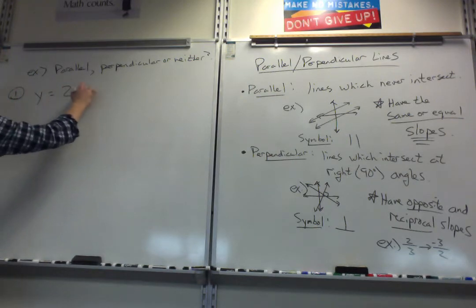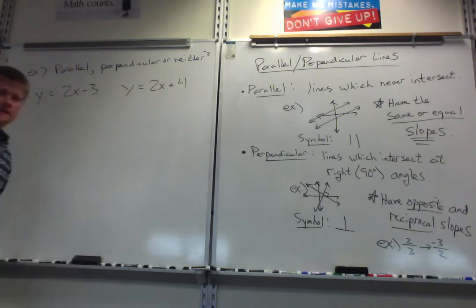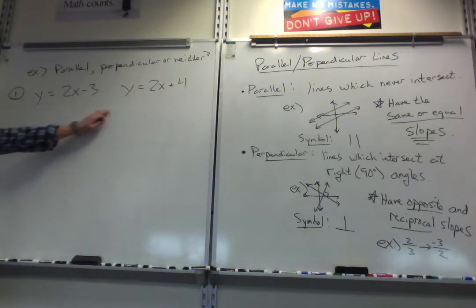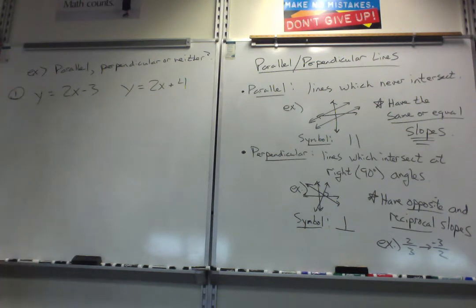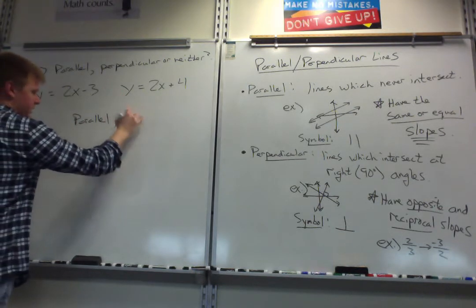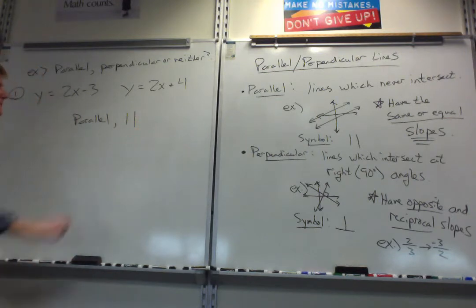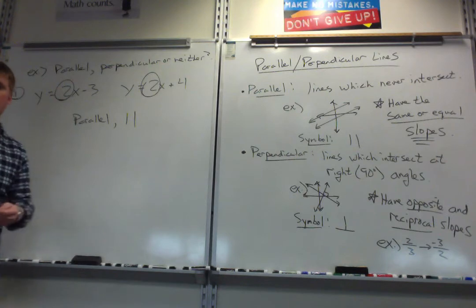So, the equation of a line. Start off with a real easy one here, hopefully. Okay. So, are the equations y equals 2x minus 3 and y equals 2x plus 4, are those parallel lines, perpendicular lines, or neither? The answer is they are parallel. Hopefully you noticed right away. And again, the only thing I look at is the slope. That's all I care about. They both have a slope of 2. If they have equal slopes, they are parallel.